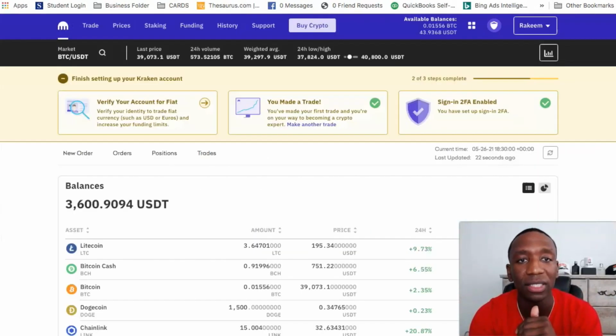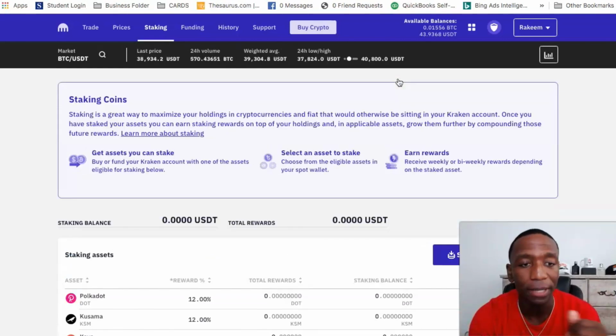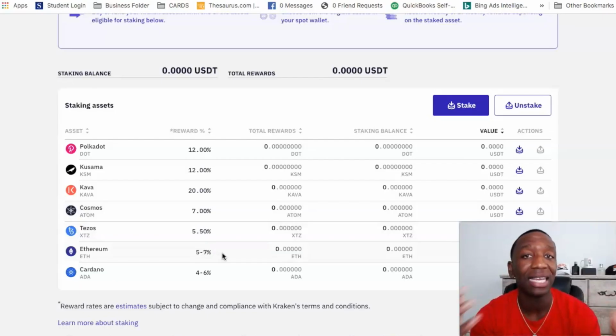Now let's jump over to the exchange, and I'm going to go over here and click on staking, and I'm going to show you exactly how this whole process works. So as they said, it's 3 clicks, right? You can see here, get assets you can stake. So you get the asset, then you select the asset that you want to stake, and then boom, you're going to earn rewards. So it's going to be weekly or bi-weekly. If I scroll down here, you can see Polkadot 12% as I showed, Kusama 12% in this case, Kava 20%, Cosmos 5 to 7%. As I said, these can vary, but it's just a benefit to be able to earn something while you just have your stuff sitting there.